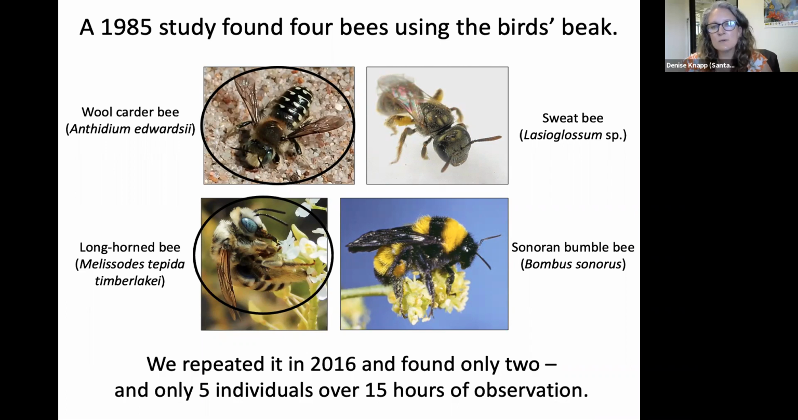So in 2016, we repeated this study, and unfortunately, we found only 2 of these 4 species using the bird's beak, the 2 on the left that I've circled. The bumblebee was not present in our surveys. Even more worrying was that over the course of 15 hours of observation, we found only 5 individuals. That was a particularly bad year for the bird's beak and for a lot of things.